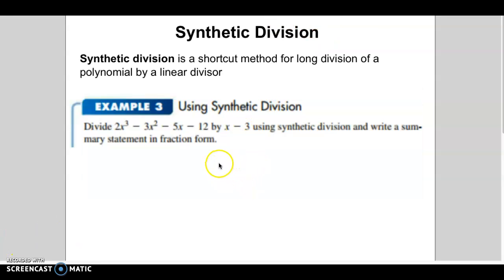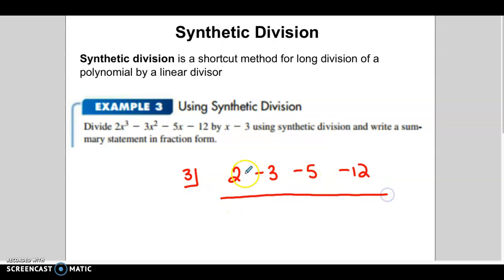If you recall from last year, we did a shortcut method. It's only useful if your divisor is a linear polynomial, and you can just take those coefficients of the dividend. So we would take the 2, the negative 3, negative 5, and negative 12, remembering that if we're missing any terms, we have to put a 0 for a placeholder.